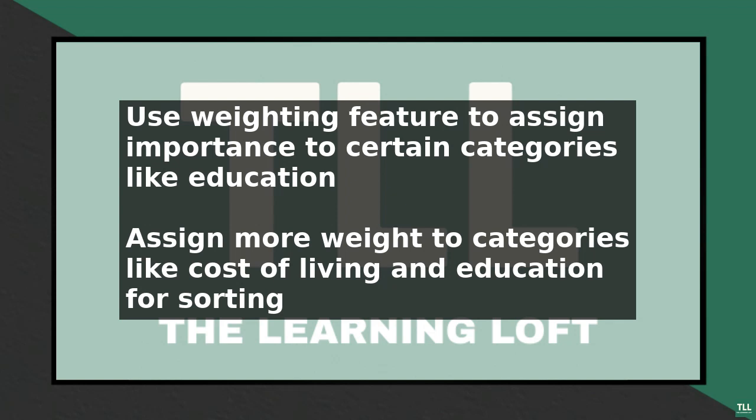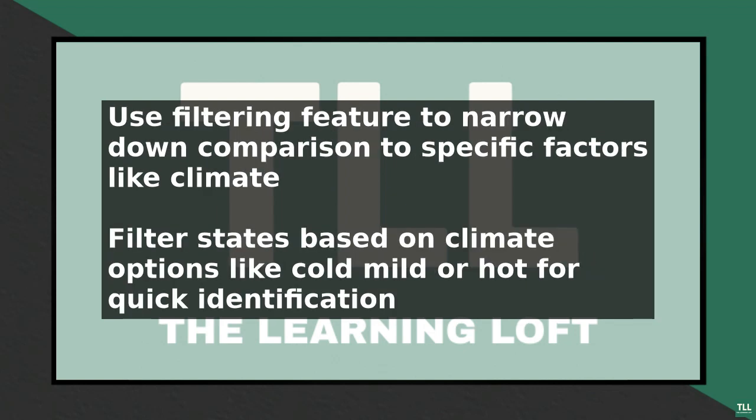In addition to sorting, you can also use the filtering feature to narrow down the comparison to specific factors. For example, you can filter the states based on their climate, with options such as cold, mild, or hot. This feature helps you to quickly identify the states that meet your specific requirements.